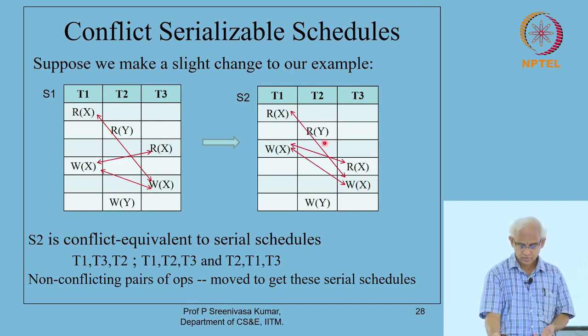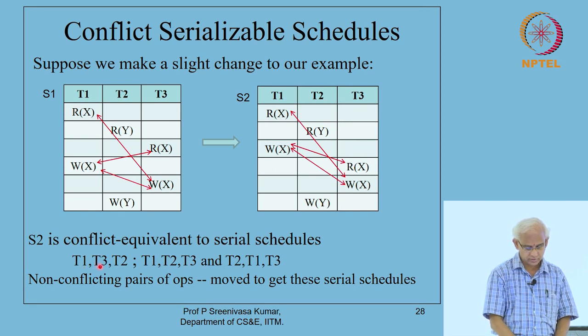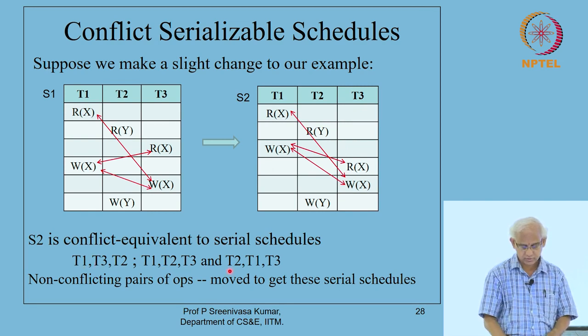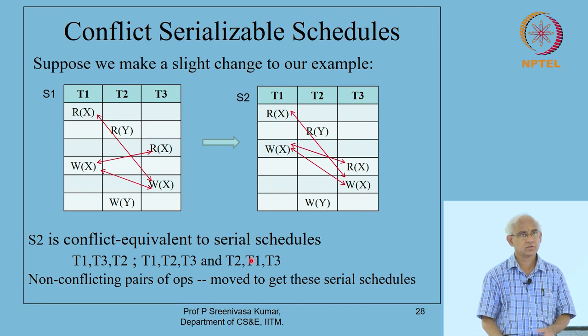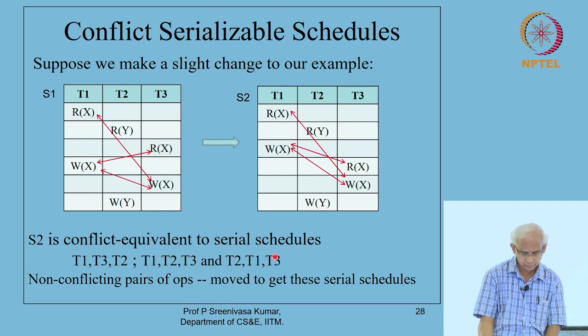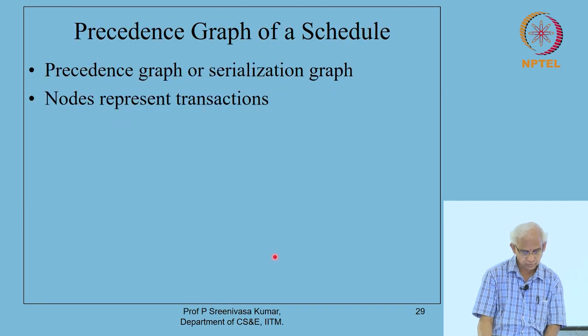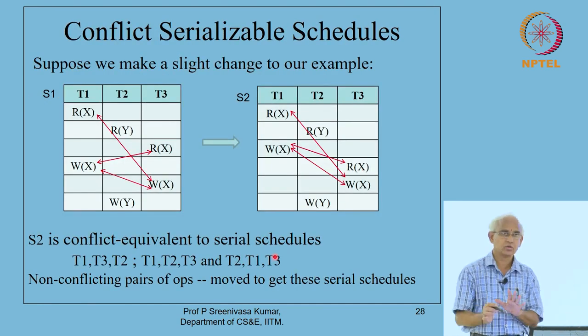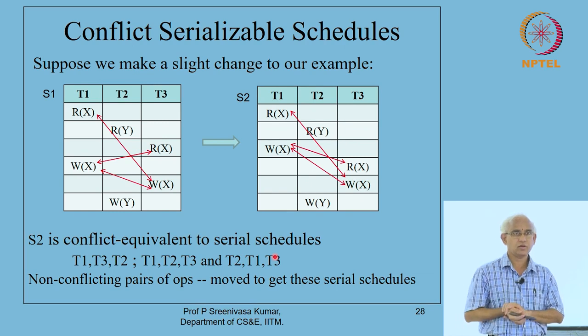Okay. So, in this case you can later verify that you can turn this S2 into either T1 T3 T2 or T1 T2 T3 or T2 T1 T3. All these things you can do by just moving the non-conflicting pairs of operations, or swapping. Okay. So, that is the notion of conflict equivalence.